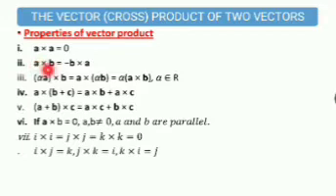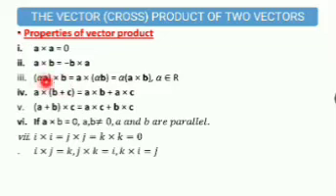Now, A cross B is equal to minus B cross A. That is, cross product is not commutative. Now, this is a scalar multiplication. So, this one is scalar. Alpha is scalar. So, A and B, they are two vectors, right?